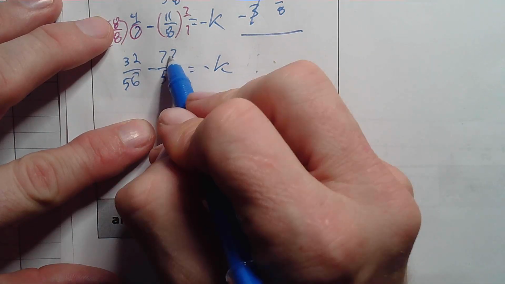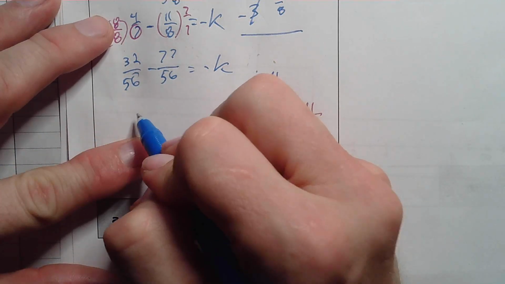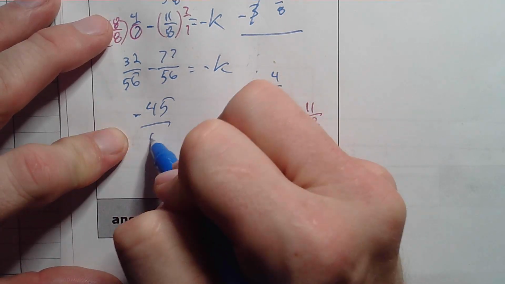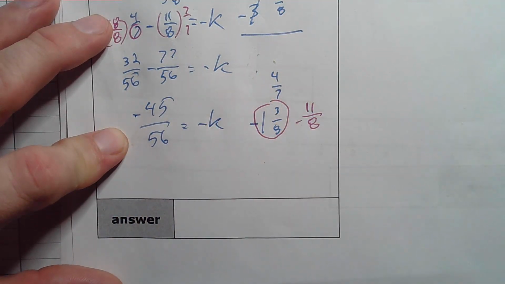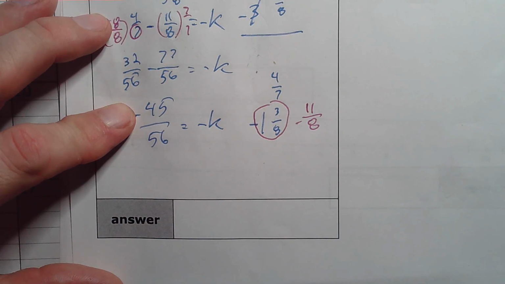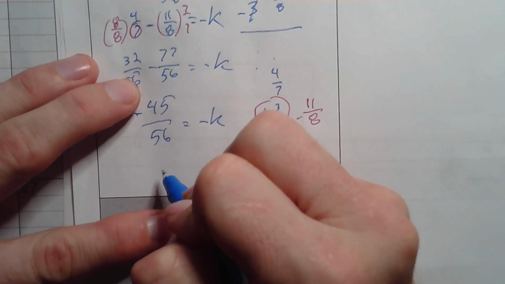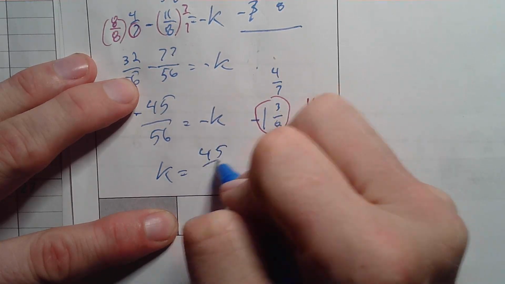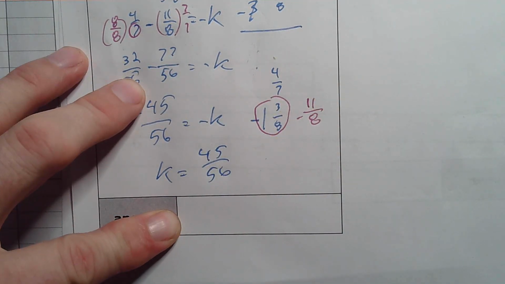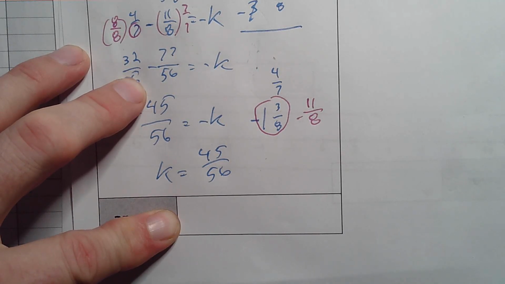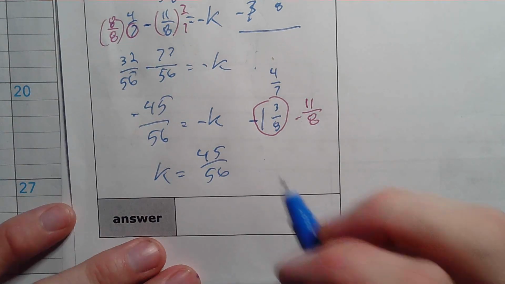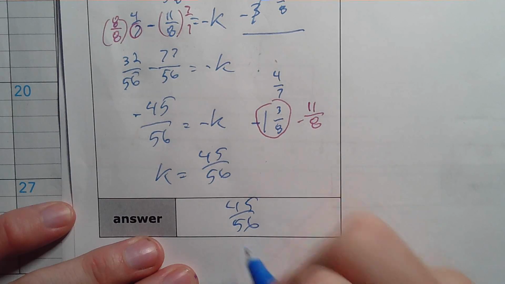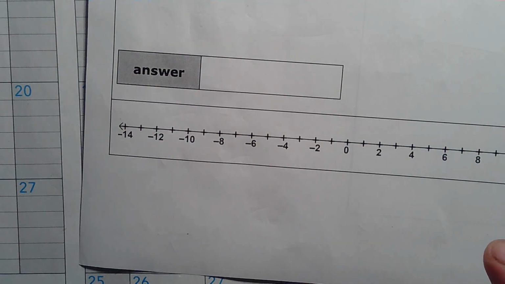All right, so 32 minus 77 is negative 45 over 56 equals negative K. Let me double check that. 32 minus 77. Yep, negative 45. And then, therefore, K equals 45 over 56. 45 over 56 is not reducible. I didn't think so. Okay, so that's through 5.